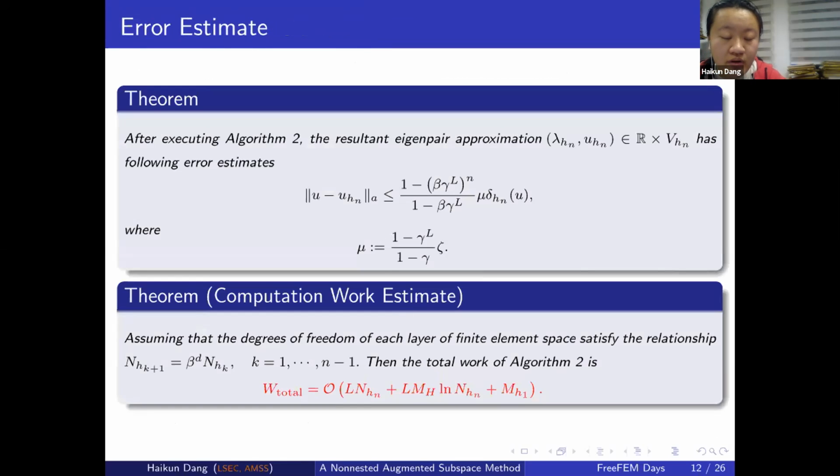Okay, here we get some error estimates of the multi-level correction algorithm. After running Algorithm 2, we can get the optimal error estimate for the eigenpair. And the total work of Algorithm 2 is shown here.